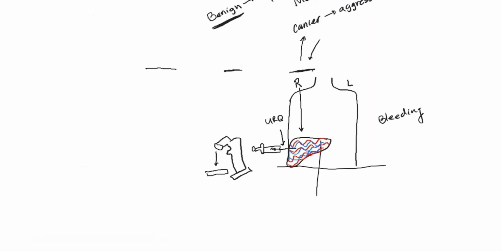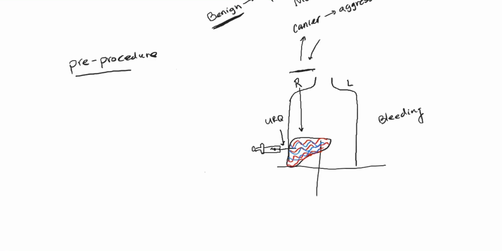When somebody is carrying out a liver biopsy, let me clear some of this stuff out so I can make more room for myself. When someone's having this liver biopsy, there are some pre-procedure things that we have to know. Pre-procedure, this is before the procedure. What do we have to assess?